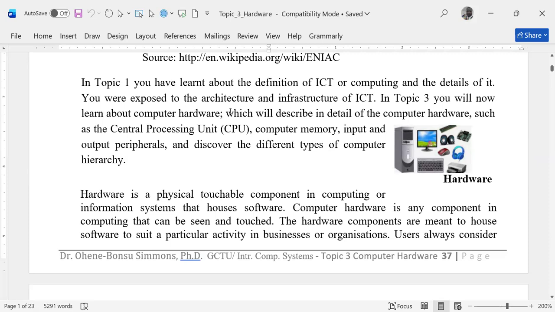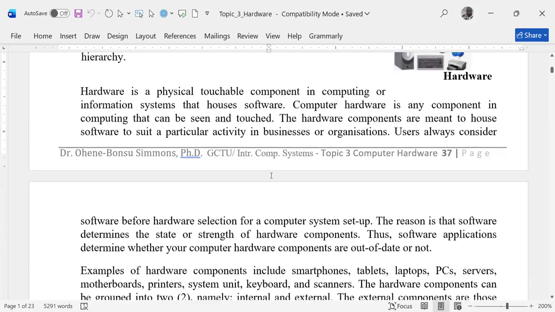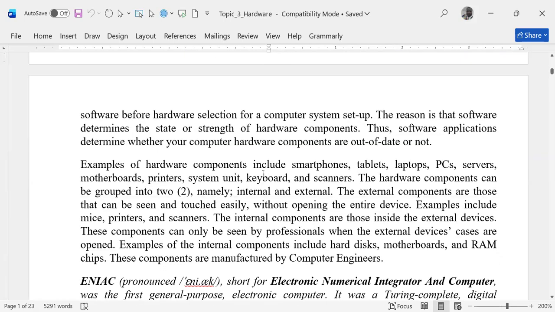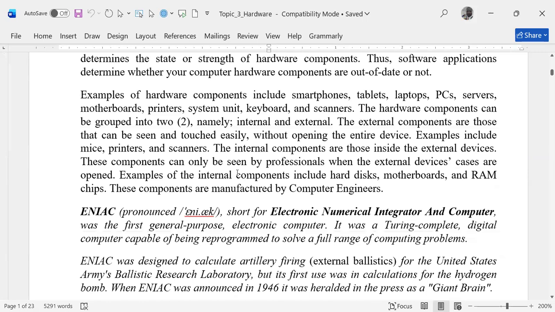It's a physical component in computing that can be seen, touched, and easily moved from one place to another. Examples of hardware components are the CPU, the memory, the mouse. You are aware of that. Hardware is a physical component that can be seen and touched. Good. An example of a hardware component can also be your smartphone, your entire computer, laptops, PCs. They are all hardware components.